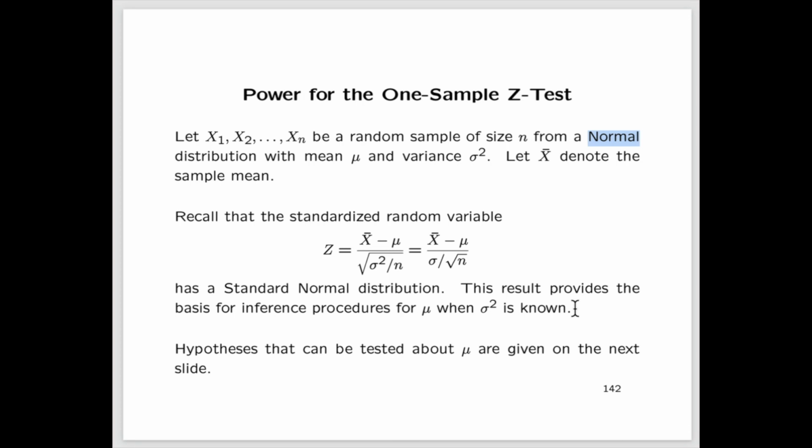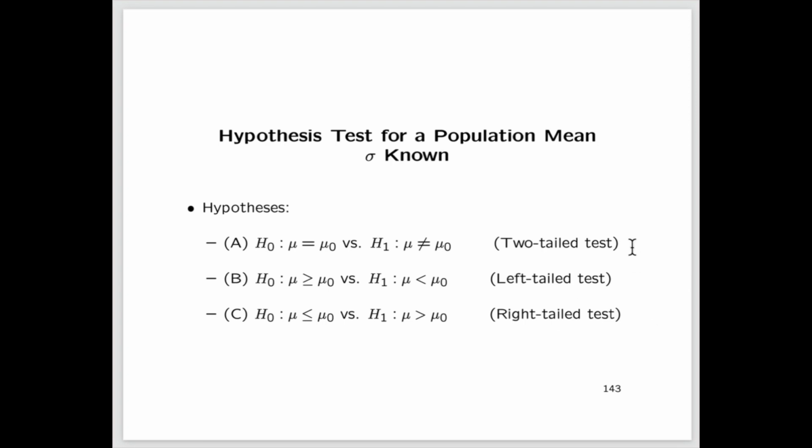Let's focus on hypothesis tests for now. The hypotheses that can be tested about mu are given on the following slide. These are hypotheses that we would have looked at in a previous lecture. Again, we have our three types of hypotheses. Hypothesis A is a two-tailed test. The null hypothesis says that mu is equal to some hypothesized value mu sub 0 versus the alternative hypothesis, which says that the population mean is not equal to that hypothesized value.